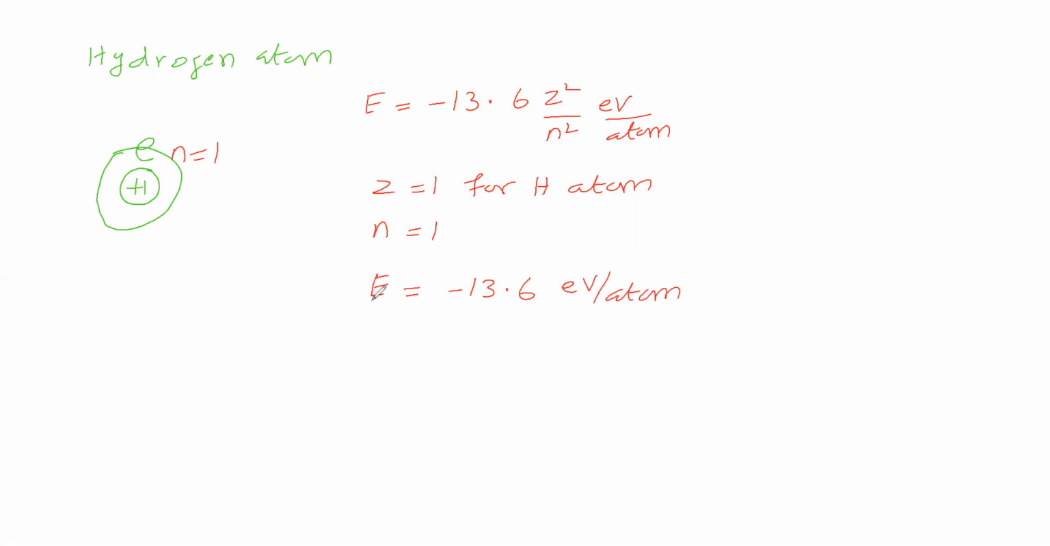Okay, so we are substituting Z equal to 1 because it is a hydrogen atom, and n equal to 1 because the electron is in the first level. We are taking the electron in the first level, so we are calculating, and we get energy equal to minus 13.6 electron volt per atom. So now we got the first level, and for this first level, we got the energy.